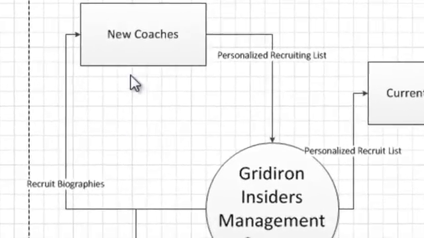Next, we will focus on the new coaches. These coaches will receive access to all the recruit biographies that they did not have previous access to. After going through the recruit biographies, the new coaches will make customized recruit lists based on which recruits they feel will best fit their team's needs. They will then enter these lists back into the system so that they can access them from anywhere, anytime.